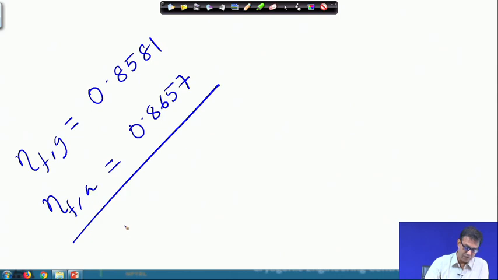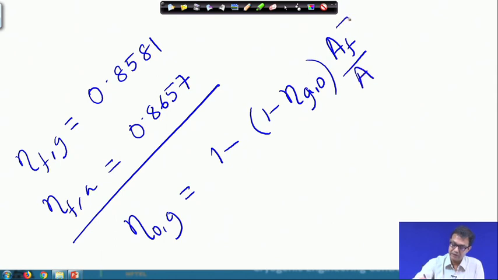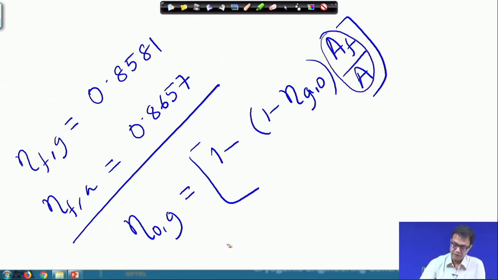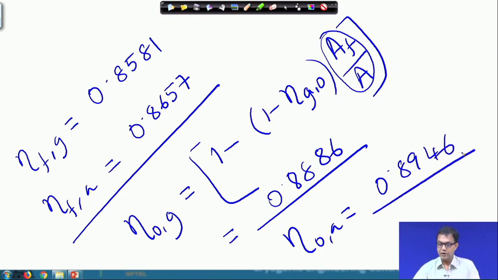So, from there we can now calculate eta overall for the gas side. It will come out to be 1 minus eta A, and then this is eta G 0, and there comes that A f by A. This parameter is also given in our fin specification calculation. So, this comes out to be 0.88886, and for the eta 0 of the air, that comes out to be 0.8946. So, you can evaluate it using this correlation.